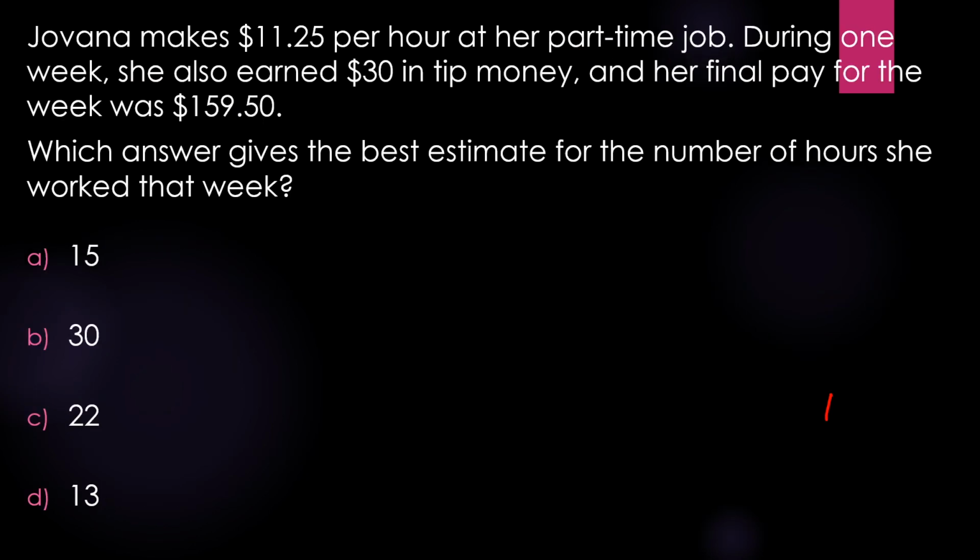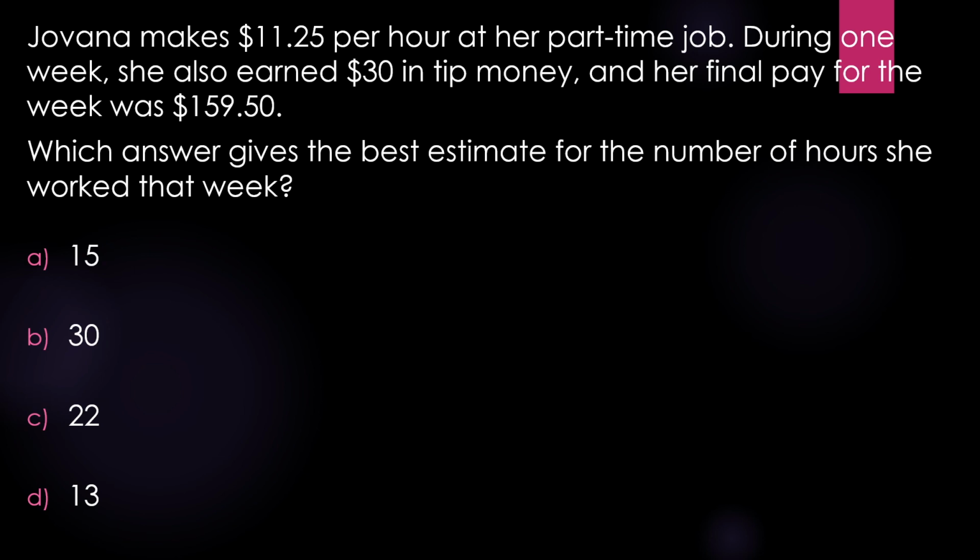All right, and last question says that Giovanna makes $11.25 per hour at her part-time job. During 1 week, she also earned $30 in tip money. And her final pay for the week was $159.50. Which answer gives the best estimate for the number of hours that she works? Okay. So Giovanna earns $11.25 per hour. Okay. She also got $30 in tips, right? Tips are money that's just added to your paycheck. Okay. So her final pay for that week was $159.50.